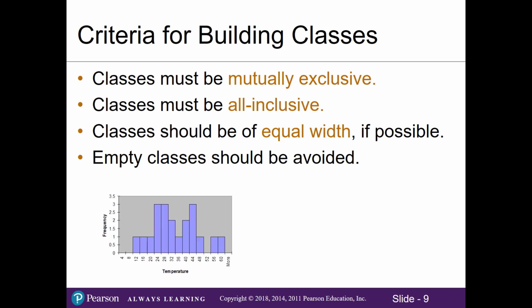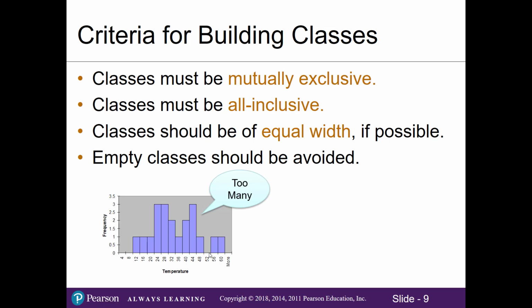For instance, we have a distribution of temperature, and it's actually too many classes, even though the widths of the classes are equal or evenly distributed. We see here there are too many, making it jagged, so you can't really see a good shape, and we have an empty class right here at the 52-degree mark.